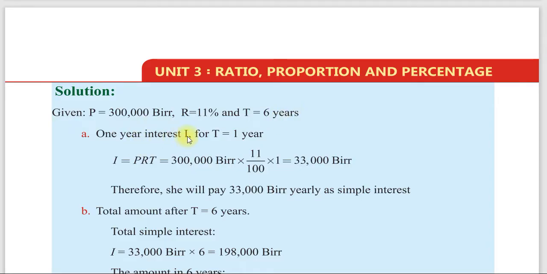1 year interest I for 1 year can be calculated as I which is equal to PRT. P is 300,000 times rate means 11%, that is 11 over 100, times 1. 1 is the time.